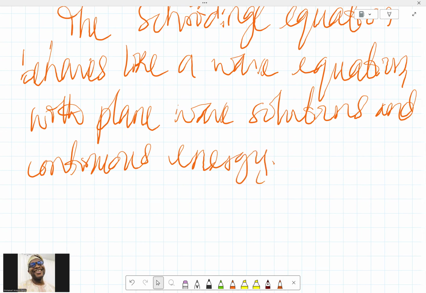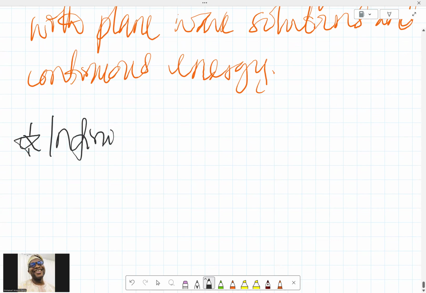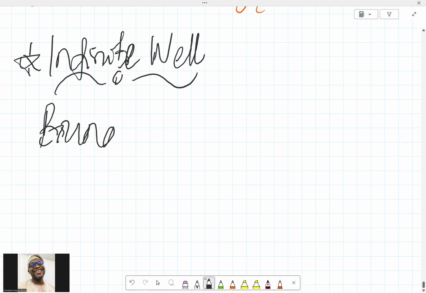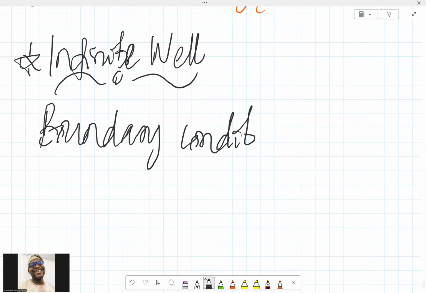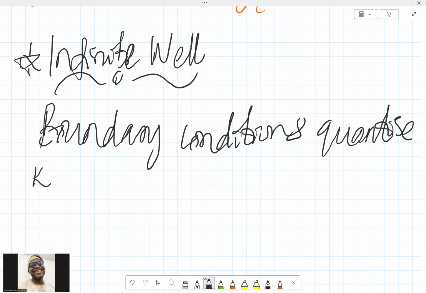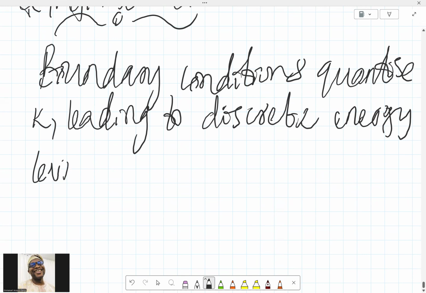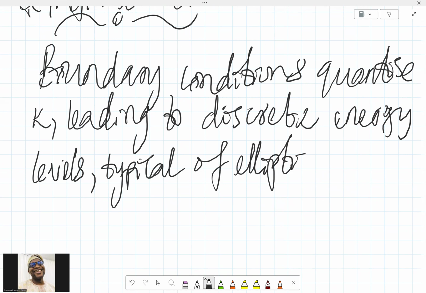Okay, then we have the infinite well. Boundary conditions quantize, leading to discrete energy levels, typical of elliptic PDE eigenvalue problems.